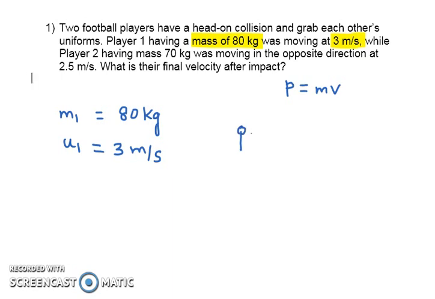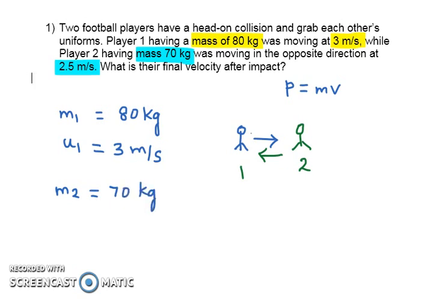Let's say this is player 1. And you have another player, player 2, who has a mass of 70 kg. He is moving in the opposite direction with a velocity of 2.5 meters per second. That means this player is moving towards player 1. This is before collision. Now, the mass of the second player, M2, is 70 kg. The velocity with which the second player is moving is 2.5 meters per second.